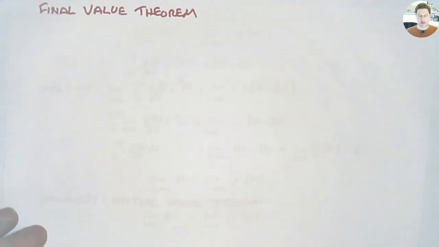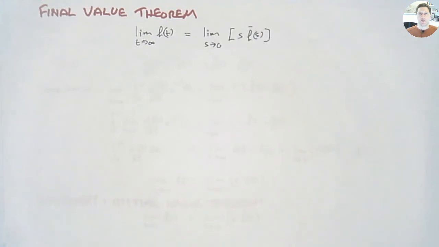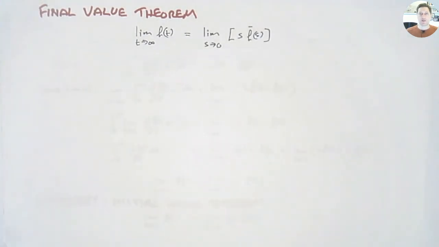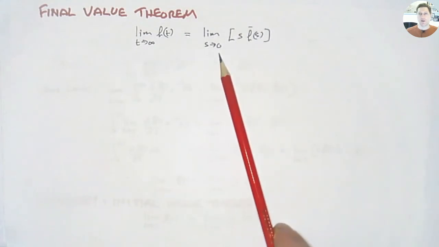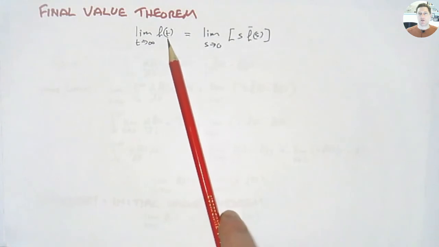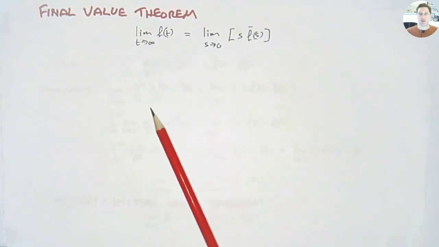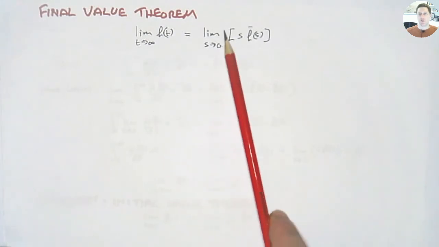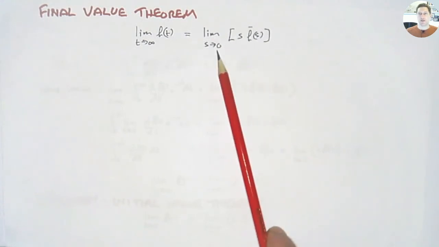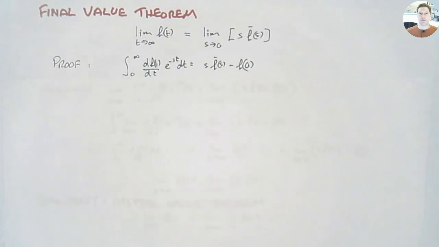Okay, our last slide here is to look at two theorems. The final value theorem. So if you have a function in time and we're looking as t increases, what will happen in the limit to our Laplace transform? So the theorem is that the limit of f(t) as t goes to infinity is the same as the limit of s times the Laplace transform as s goes to 0. And of course we can prove this.